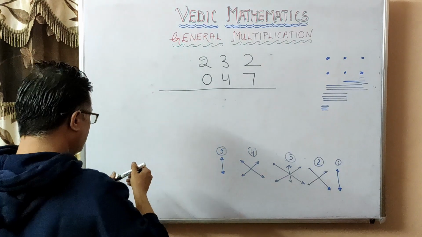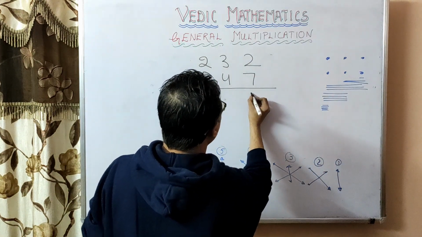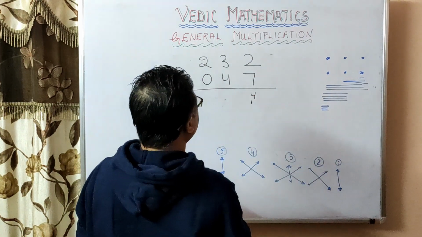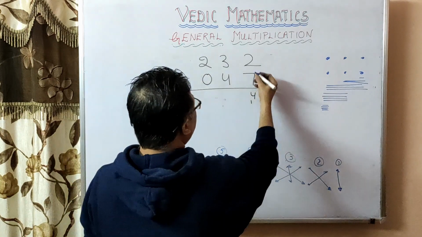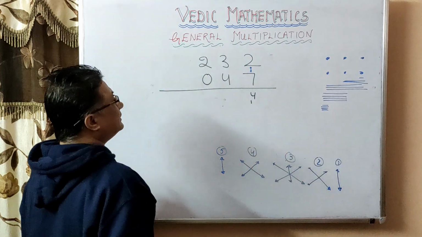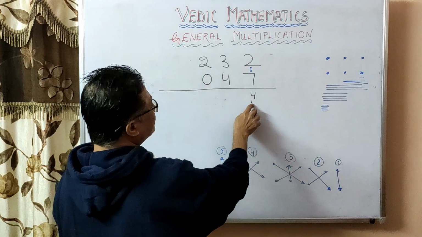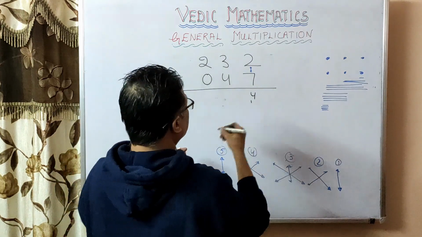So now, first step, 7 2s are 14. So this is my first step. As you can see, 7 2s are 14. This is my first step. 1 is carried forward. Okay.